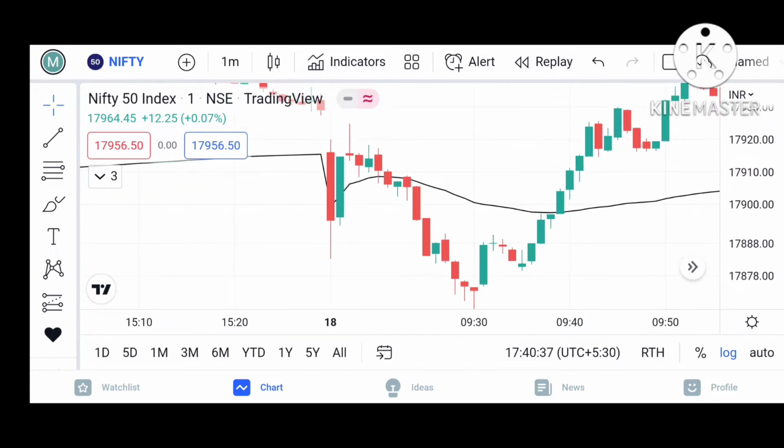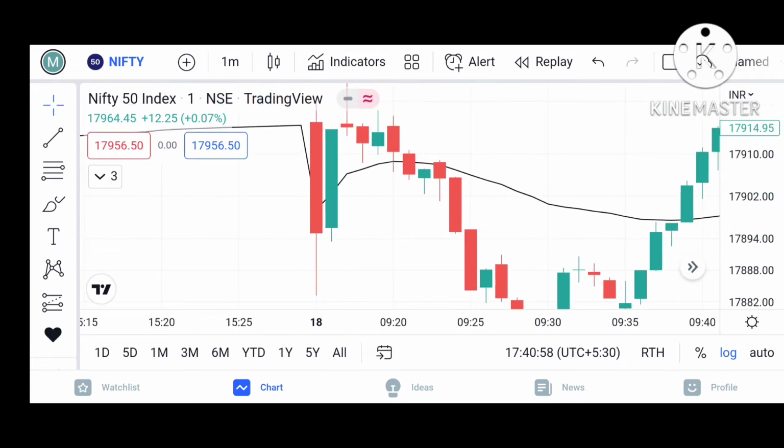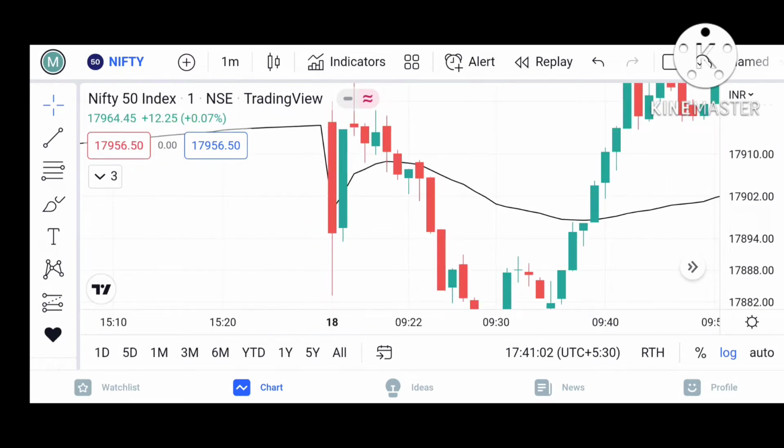Whenever the green candle crosses this VWAP line, breaks this VWAP line, you have to go long. I haven't backtested this strategy for short selling. I only backtested this strategy for when you have to go long. I will tell you how. So here the market has started with a big red candle.